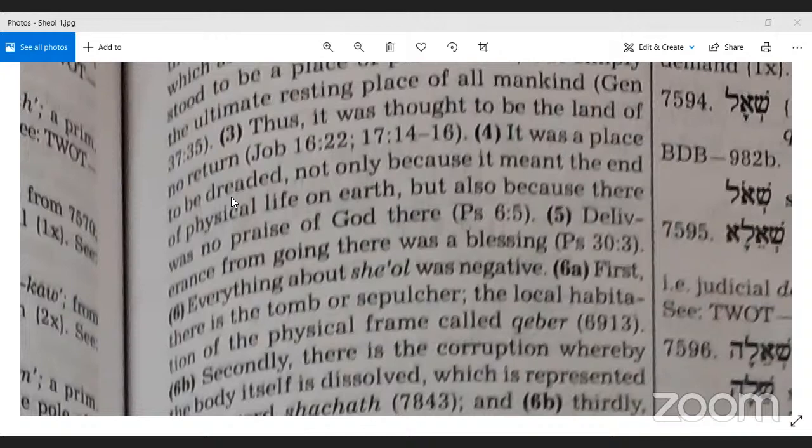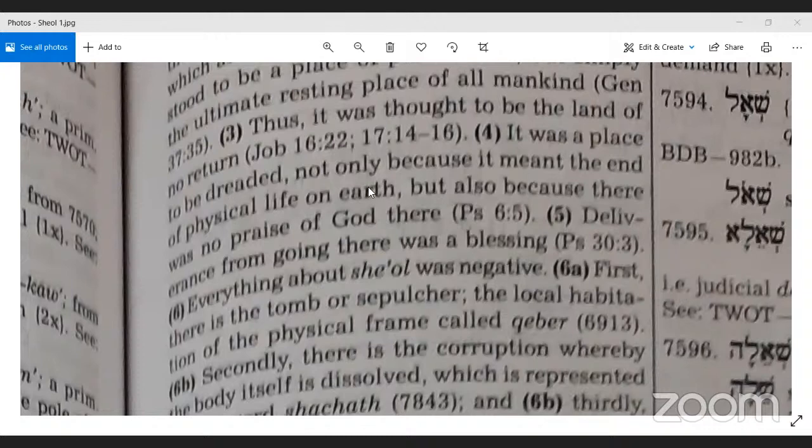It was a place to be dreaded. Right. So I disagree with that because I don't see any need to dread it. I don't feel any dread. So why would my ancestors feel dread if I don't? So this is part of the analytical process, right? Not only because it meant the end of physical life on earth.